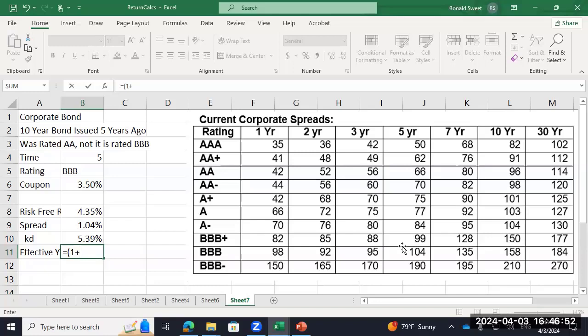1 plus what? 3.5. Not 3.5, but by a rate. Which rate? What's the current yield? 5.39, right? And then you keep going, and then what do you do? Divide by 2. The power 2 minus 1. If I get 527, is that good?